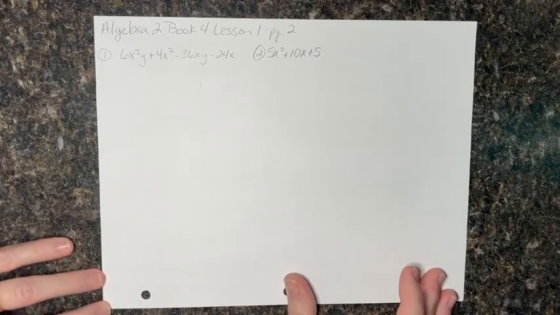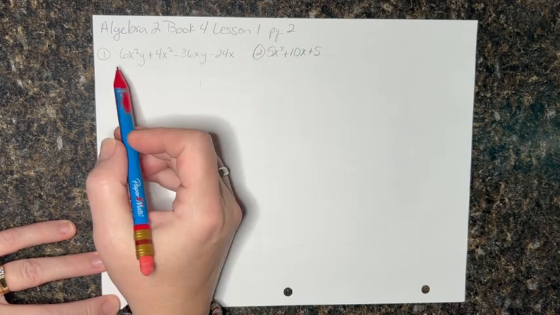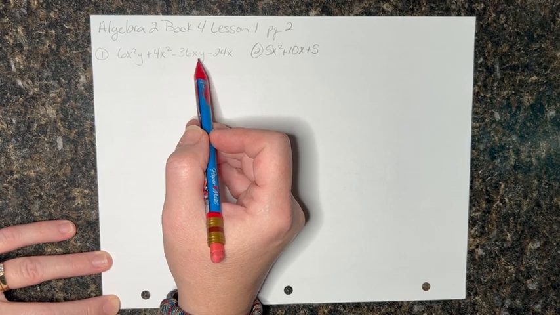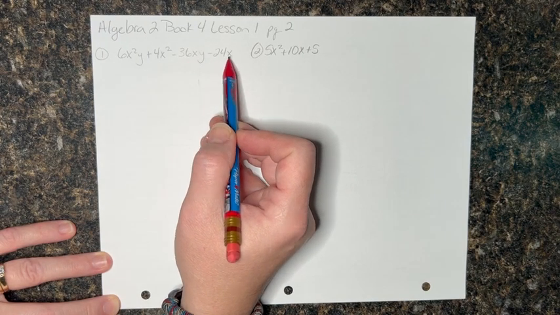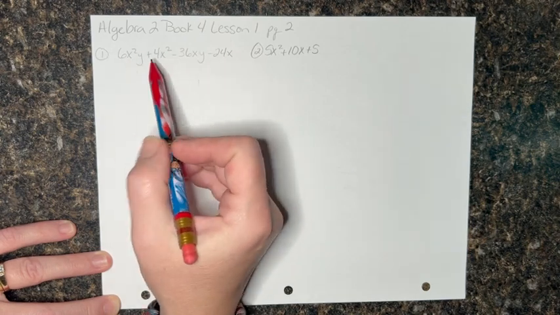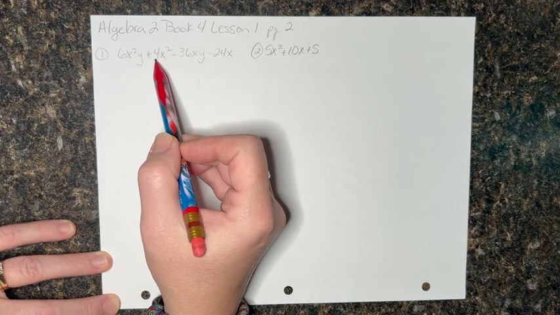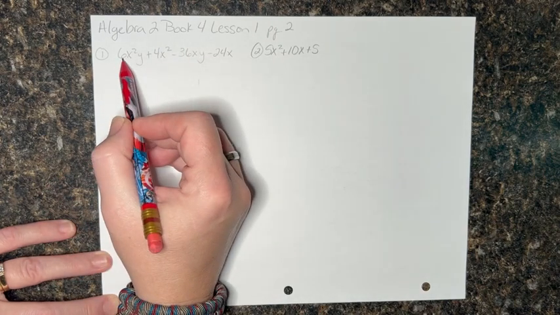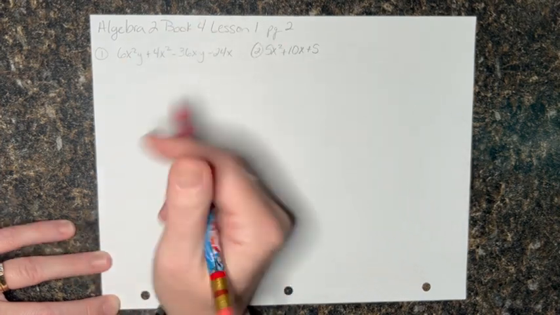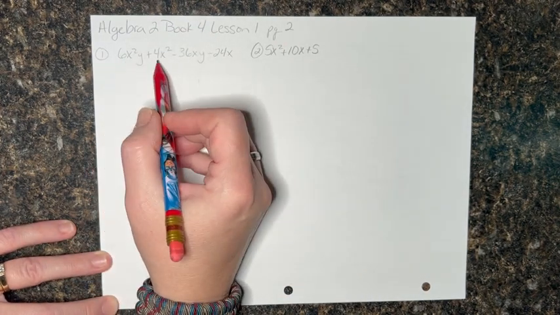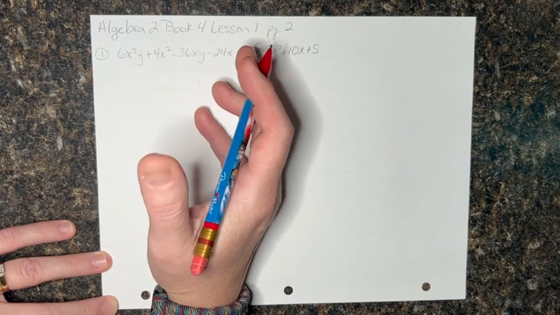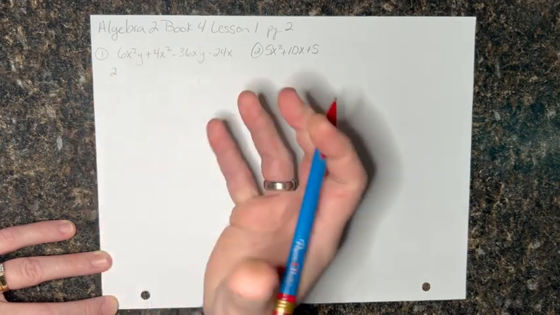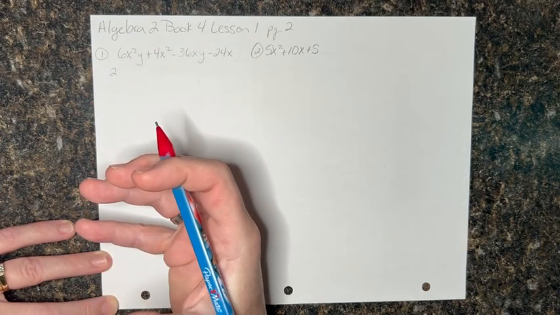All right, we are in Algebra 2, Book 4, Lesson 1, page 2. Problem number 1 is 6x squared y plus 4x squared minus 36xy minus 24x. Looking at this, 4 is my smallest coefficient, so that is what I need to look at to figure out what can I take out. Well, 4 doesn't go into 6 evenly. It does go into the other two, but that doesn't matter because it doesn't go into 6 evenly. So that tells me my factor of 4, which is 2, goes in, right? They're all even. So 2 is the coefficient that I'm going to be able to pull out numerically.